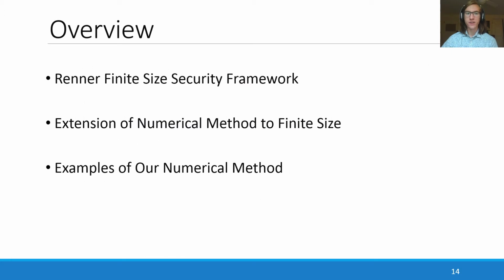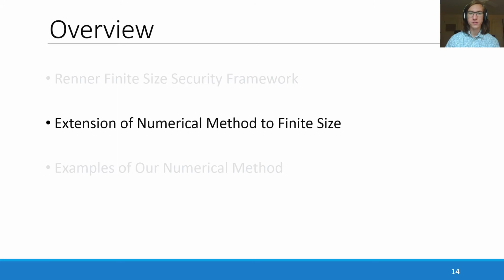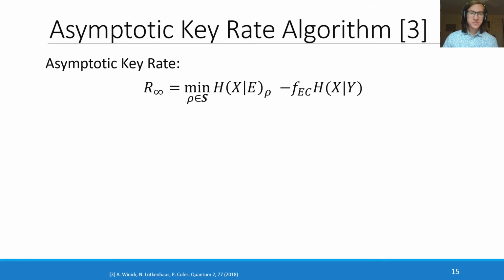Having gone through the finite size framework and our improvement on it, we now focus on the extension of the numerical method from the asymptotic regime to our finite size using this framework. The asymptotic key rate is given by the Devetak-Winter formula, where the first term has to do with the privacy amplification and the second term has to do with the error correction.